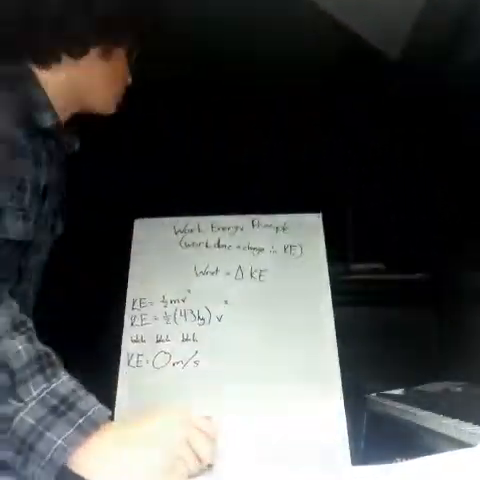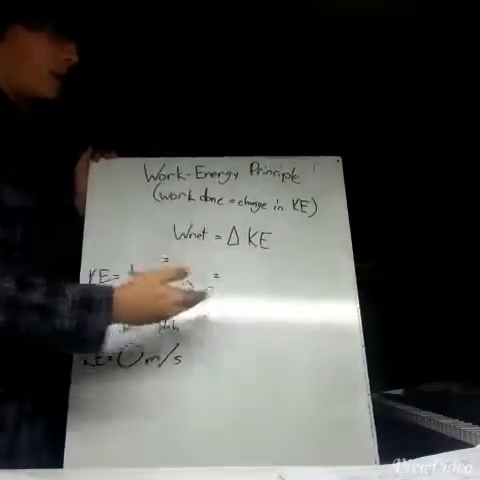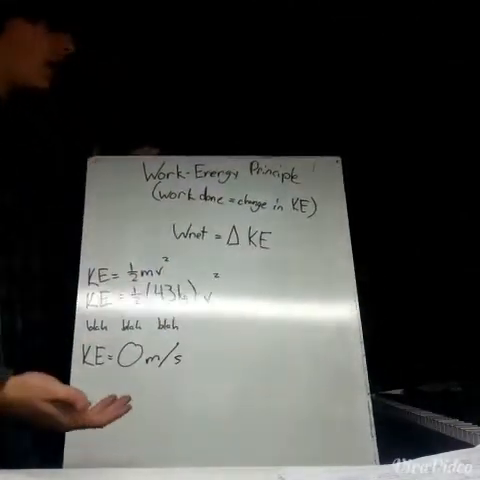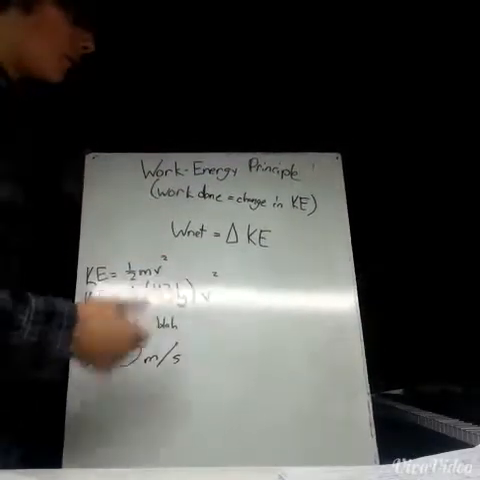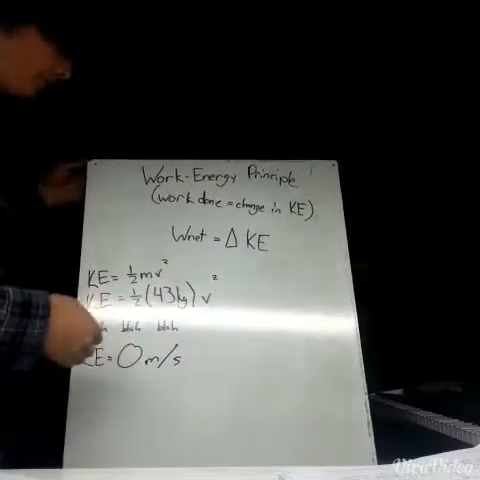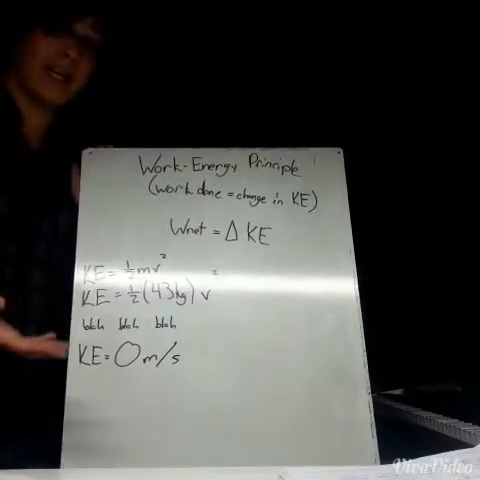This illustrates another principle, the work energy principle. This essentially means work done equals change in kinetic energy. So this is to find the net work done. The equation is KE equals half of mv squared. That's how you find KE, kinetic energy.